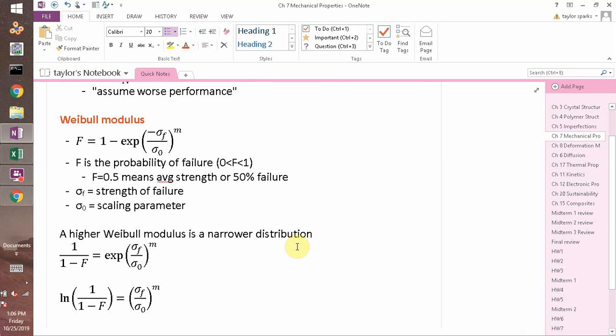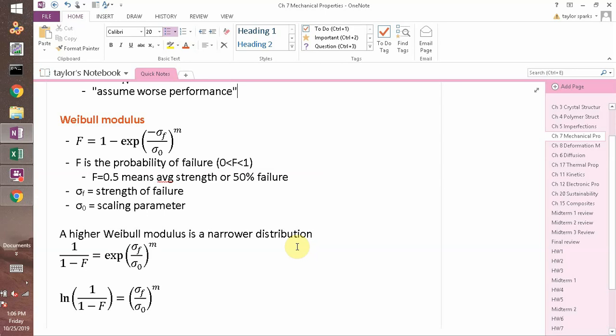It's going to be equal to 1 minus the exponential of negative sigma F, that's the stress at which it fails, divided by sigma naught, that's going to be a fitting parameter. It's a scaling fitting parameter, right? And this whole thing is raised to the m. That's your Weibull modulus. It's just a fitting parameter, okay?